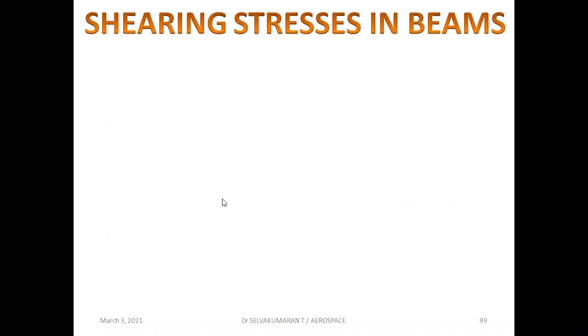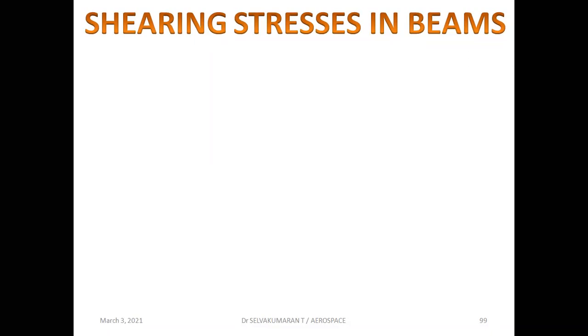Good morning. Today we are going to see shearing stresses in beams. So far we have seen how to calculate the shear force and bending moment values for a given beam subjected to different types of loading, say concentrated load, uniformly distributed load or uniformly varying load, and also the couple. And we have seen the bending stress calculation and its distribution, and we have learned that bending stresses are produced due to bending moments.